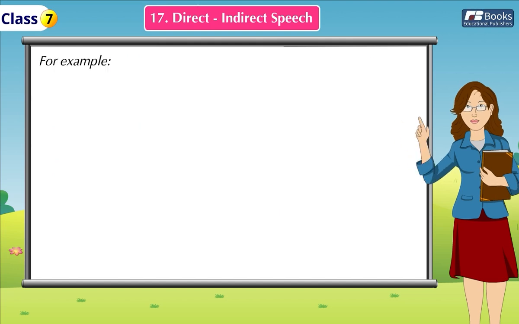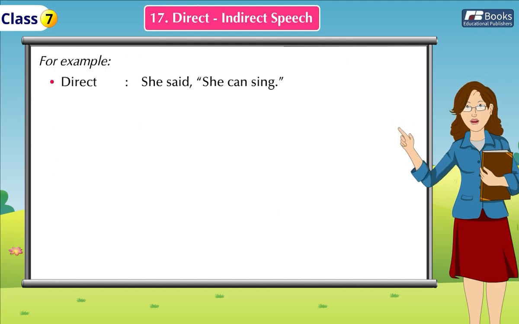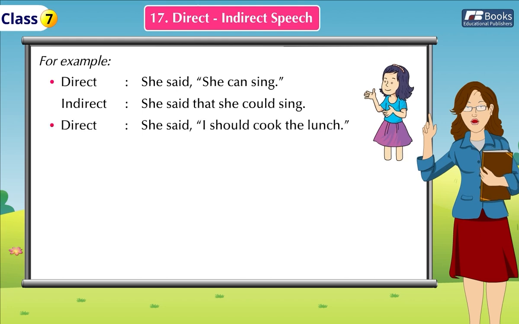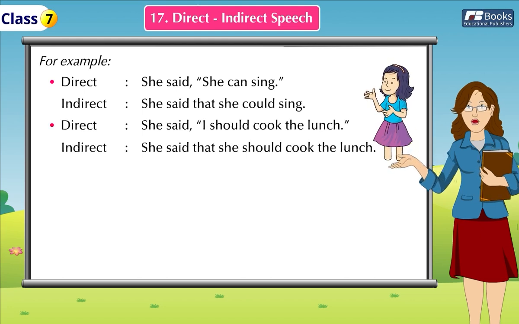For example, direct: She said, "I can sing." Indirect: She said that she could sing. Direct: She said, "I should cook the lunch." Indirect: She said that she could cook the lunch.